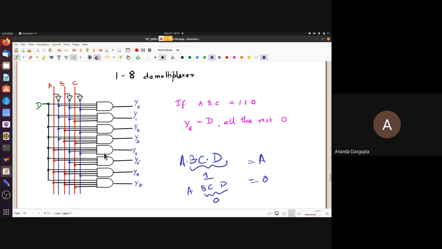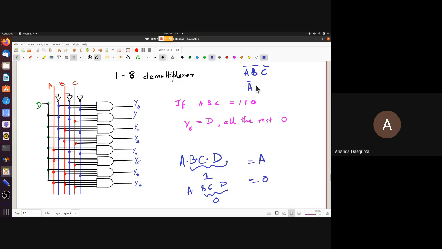So here you have 8 AND gates connected, and the outputs are marked Y0 through Y7. Each one of them has D as an input. The other 3 inputs are different in different cases. In fact, there are 8 possible outputs. Here you have A bar, B bar, C bar connected to this. Here you have A bar, B bar, C connected. So these are the connections.